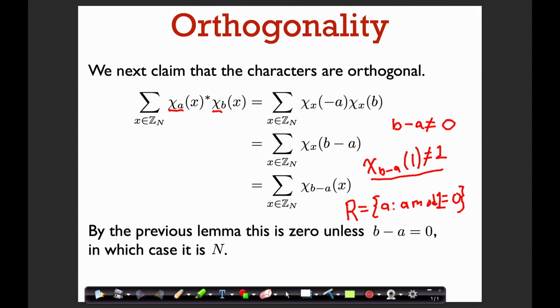Okay? If we take the same character, then we're looking at chi of 0 here, and chi 0 of x is always 1 for any x. So in that case, the sum will be n.